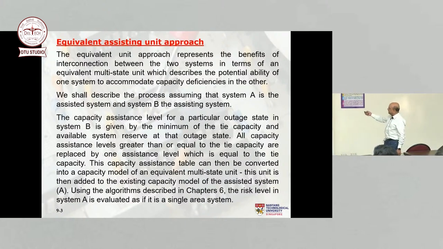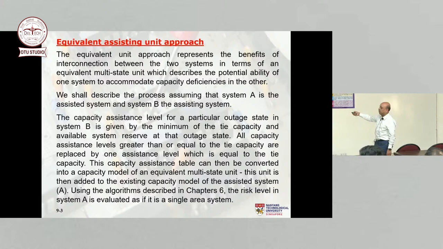So the capacity assistance table from system B can then be converted into a capacity model of an equivalent multi-state unit. In general it will be multi-state, maybe two-state for simplicity, but in general it will be multi-state. And then we add this unit to our existing capacity model in system A. So as a principle, as a process, this is what it will be.